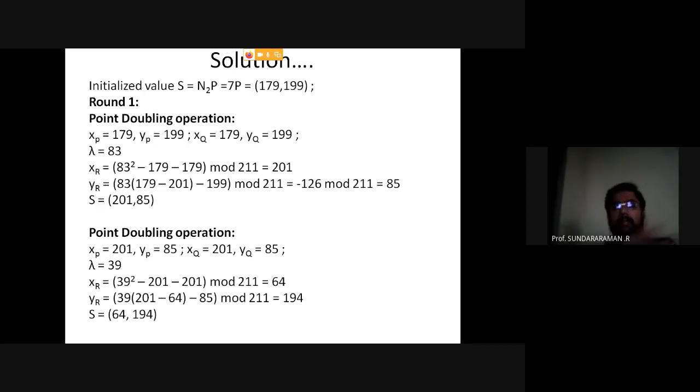So round 1: after initializing S equal to 7P, we do the point doubling operation. Why? Because the first 3-bit window is over. Next, for the next 3-bit window, for every bit we have to perform one point doubling operation. For point doubling, lambda is (3xp square plus a) divided by 2 into yp mod p. Apply it and you get the lambda value equal to 83. Because it is point doubling, the point computed for 7P needs to be used here, because the same value resulting from the previous step needs to be doubled.